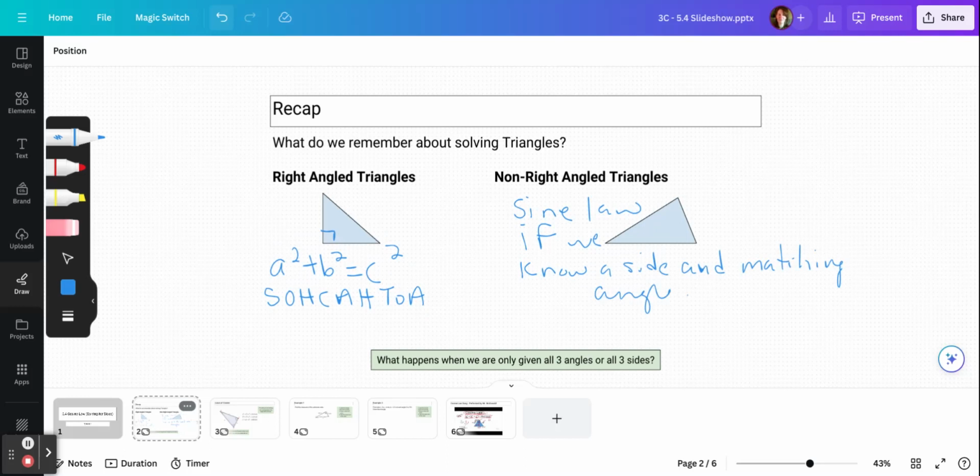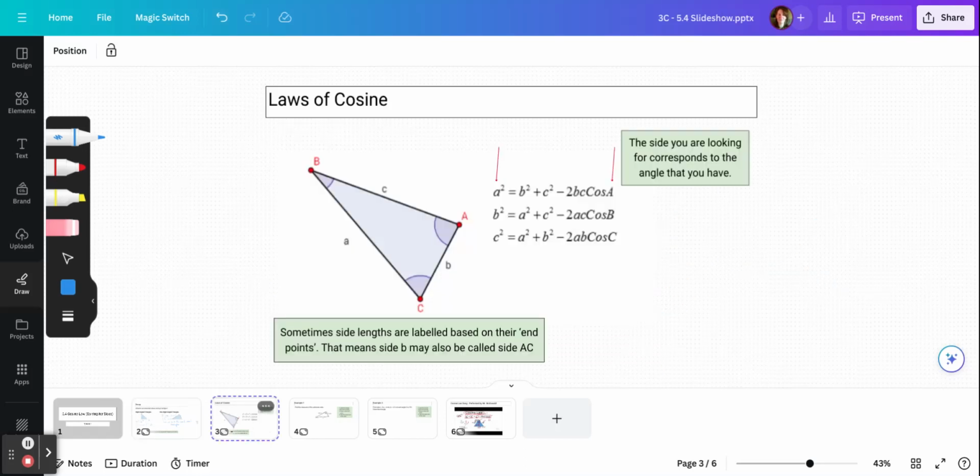But what happens if we know two sides and an angle, but none of them match up? Or what if we know all three sides? So today we're going to focus on if we know two sides and an angle. And there's a very specific way that it shows up. So this is called the law of cosine.